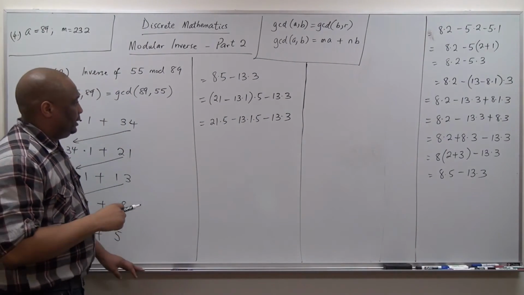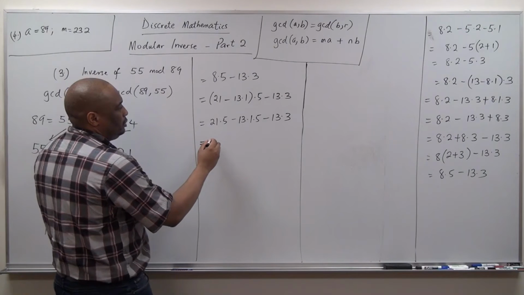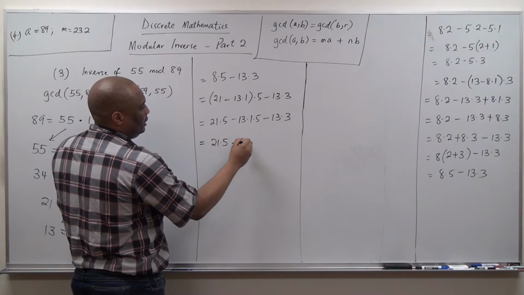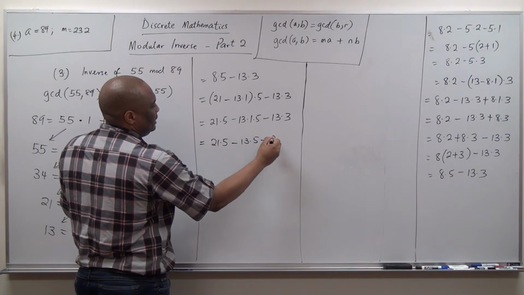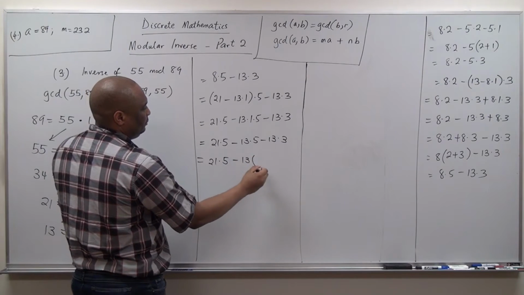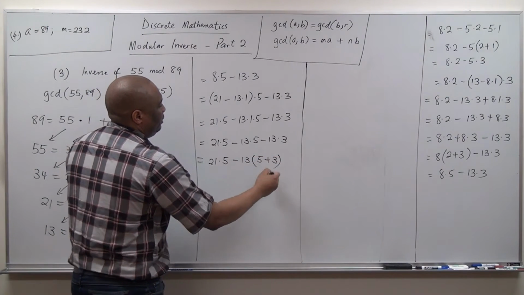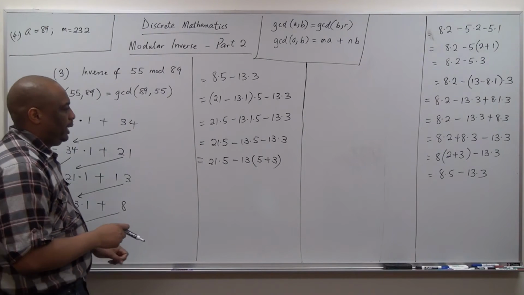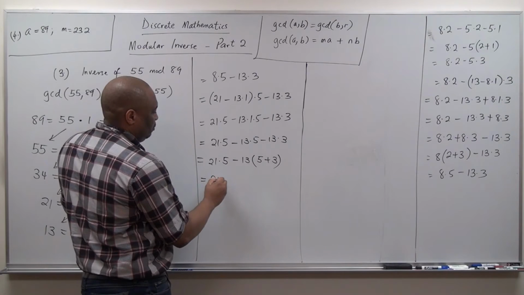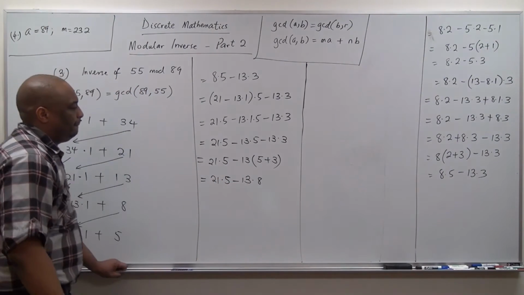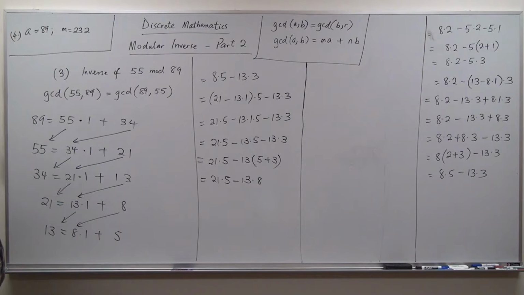Probably let me come over here. So, and that will be equal to 21 times 5 minus 13 times 5 minus 13 times 3, which is now 21 times 5 minus 13, 5 plus 3. Right? Okay, so this will now give us what? 21 times 5 minus 13 times 8. Right? Alright, so we've expressed it in 21 and 13.